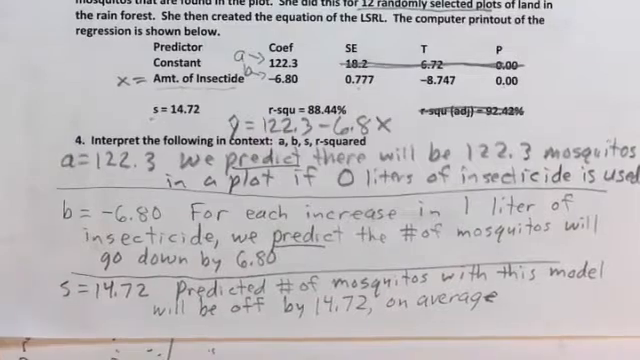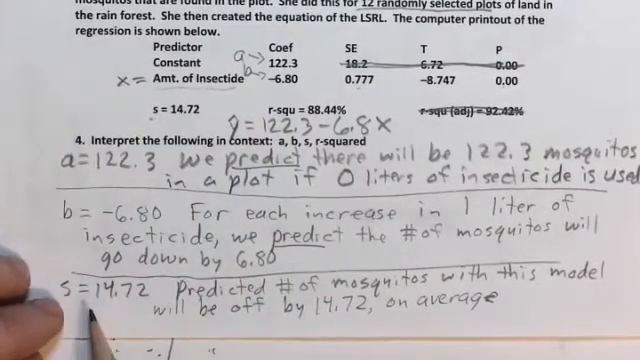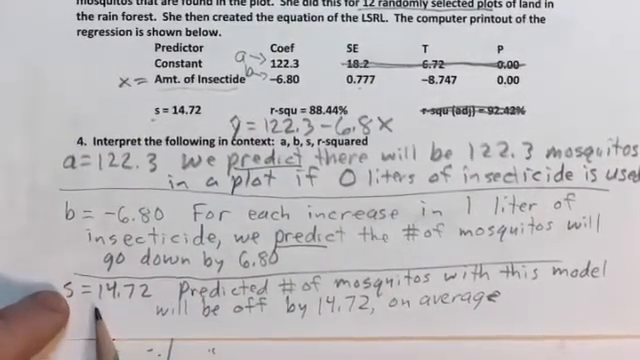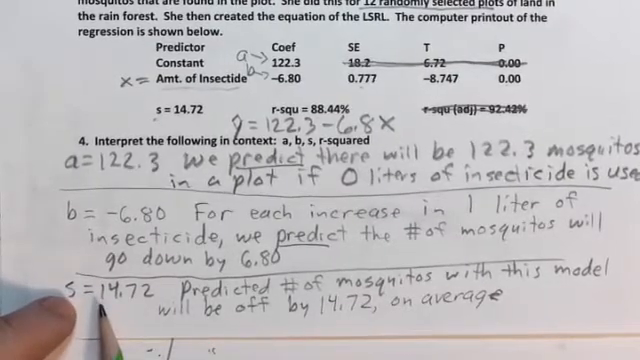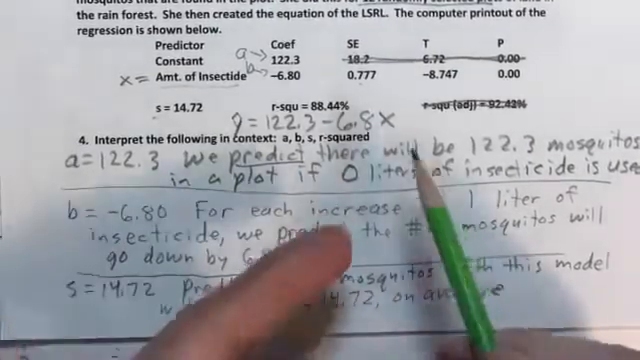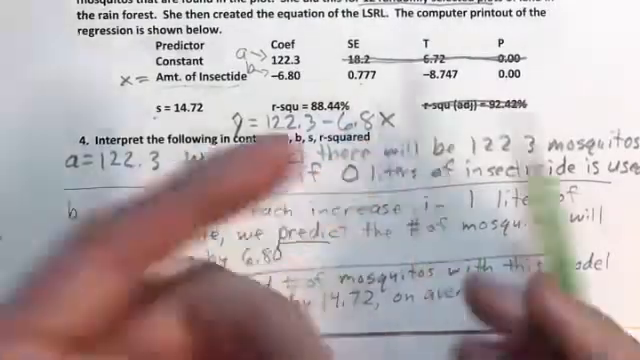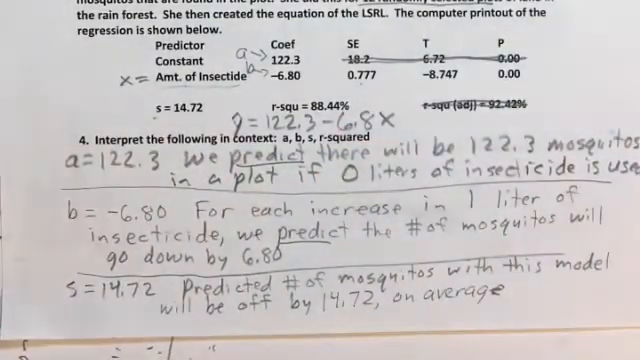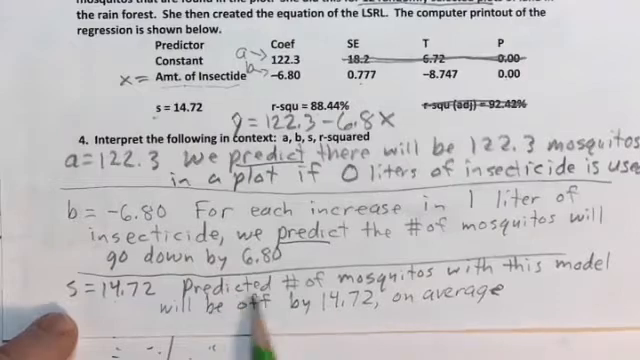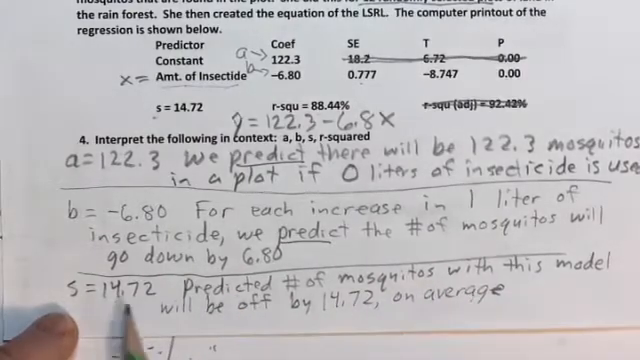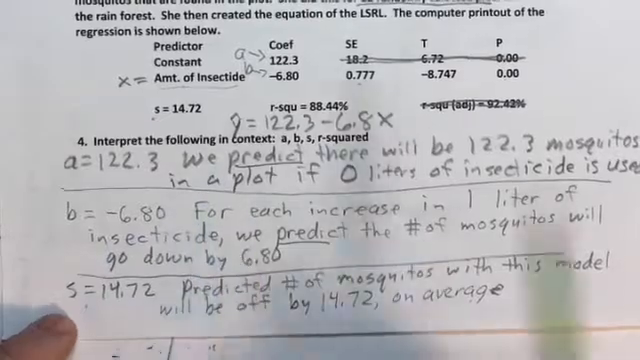All right. So what is S? S is, in essence, the standard deviation of the residuals. It is the average amount we predict the predictions will be off by. So if we plugged in a value for x, we're going to use this much insecticide, and we say, well, we predict there's going to be this many mosquitoes. So it is the average amount our predictions will be off. The predicted number of mosquitoes with this model will be off by 14.72 on average. That is what S means. So those are important to know.